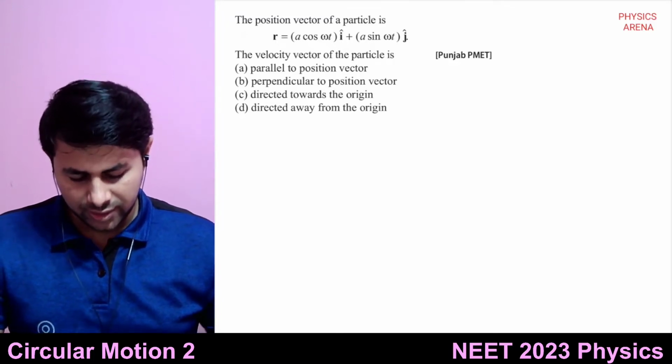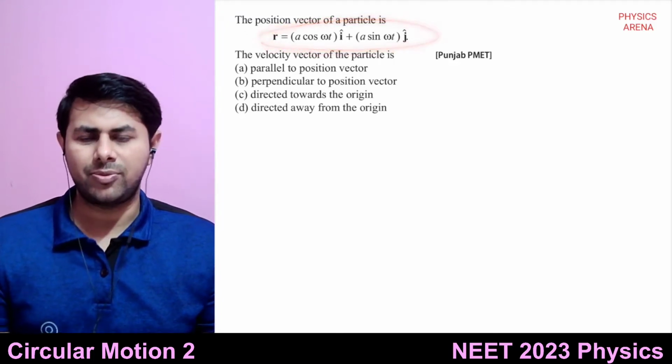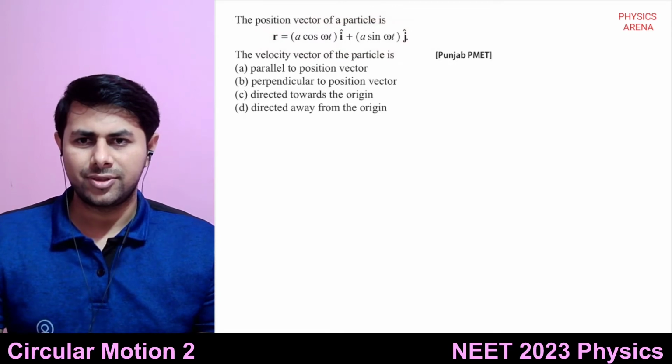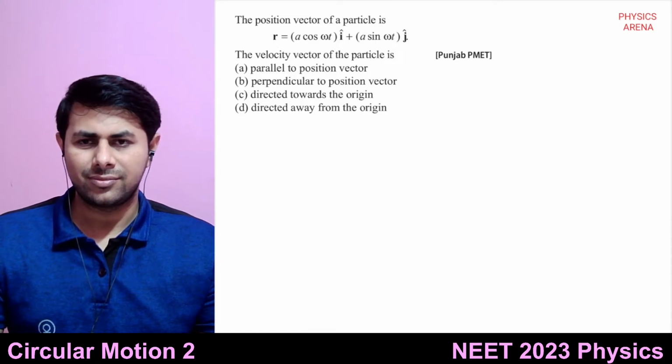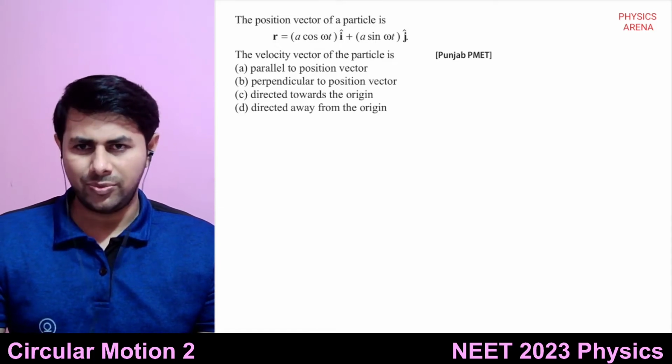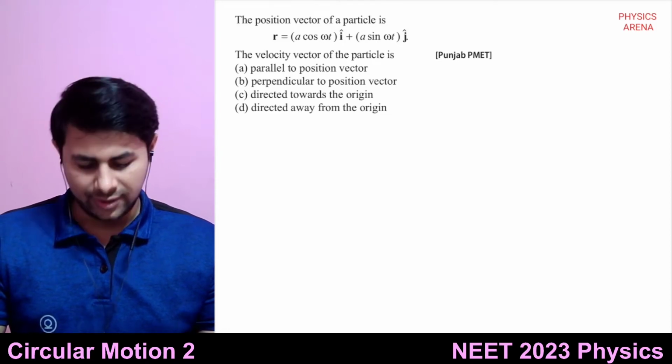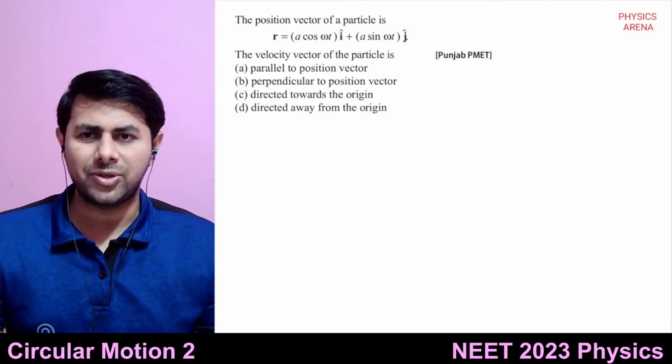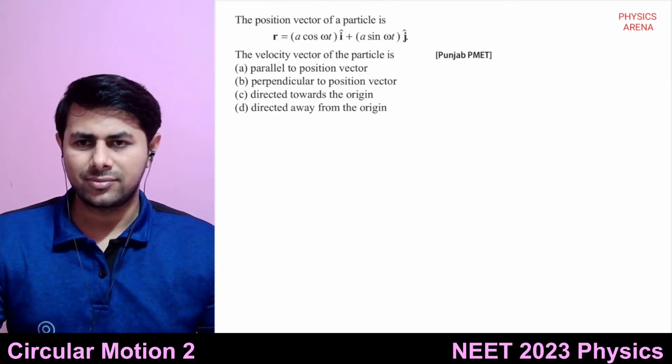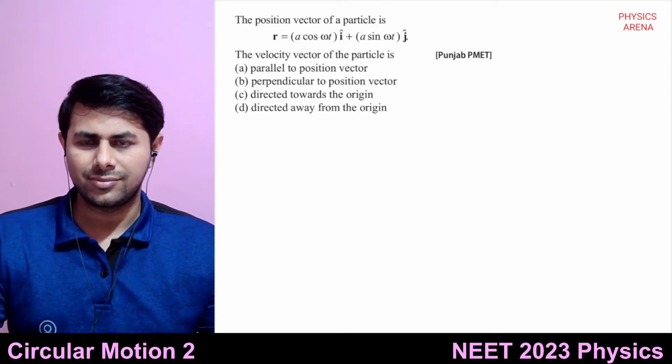Okay, this is the position vector of a particle performing what? Which kind of motion? Uniform circular motion. Okay, and in circular motion, what is the direction of velocity?